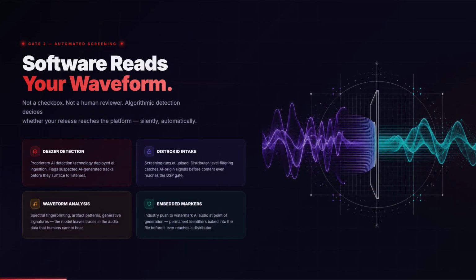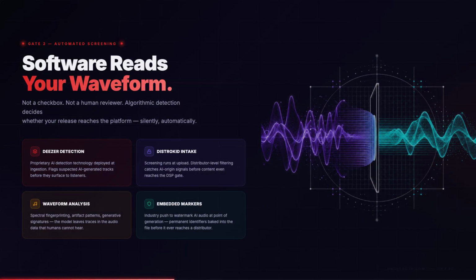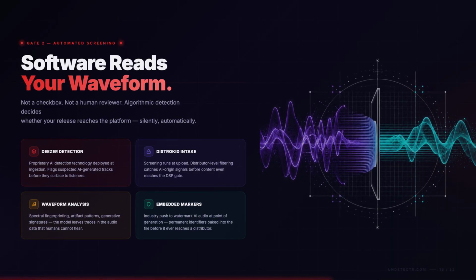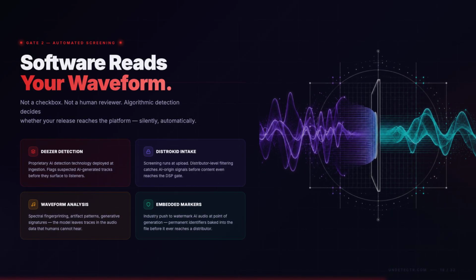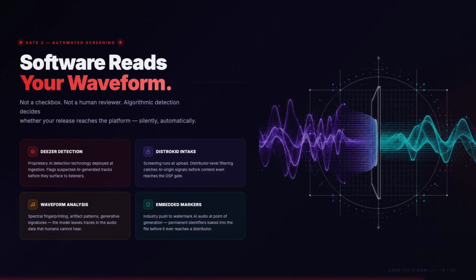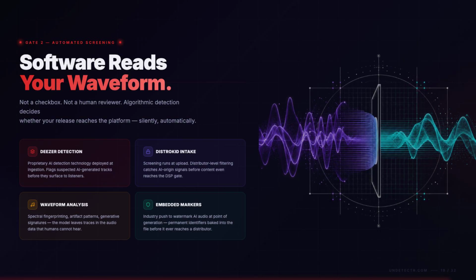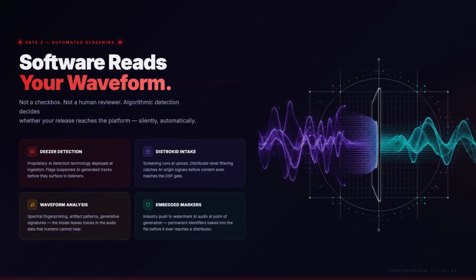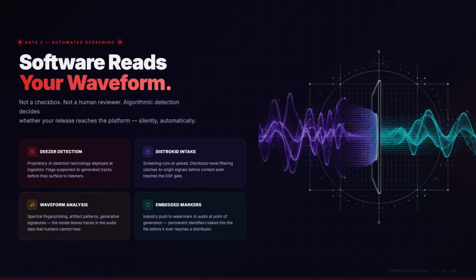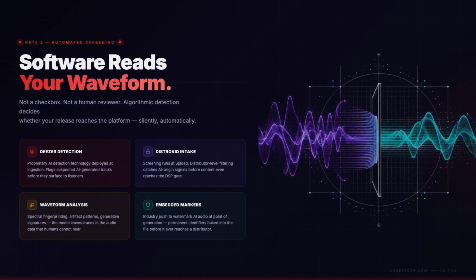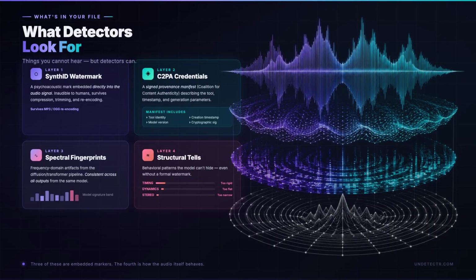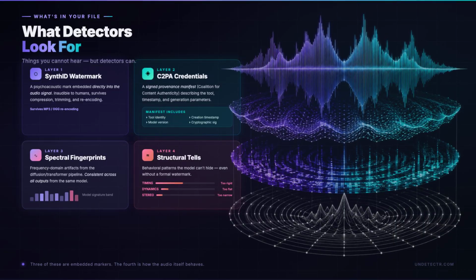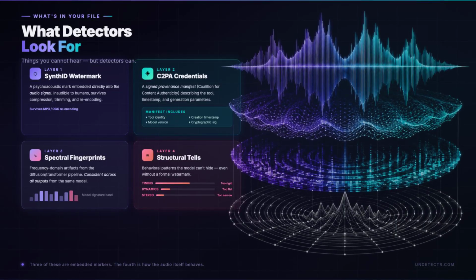But Gate 2? That's automated screening. Deezer already deploys its own technology to detect when a track is suspected AI made. DistroKid runs intake screening. This isn't a checkbox. This is software reading your waveform. That's the gate that quietly decides whether your release goes out at all. And that's what we build against. So what's actually in the file you export from Mozart or Suno? Things you can't hear. A SynthID class watermark sitting in the audio signal.